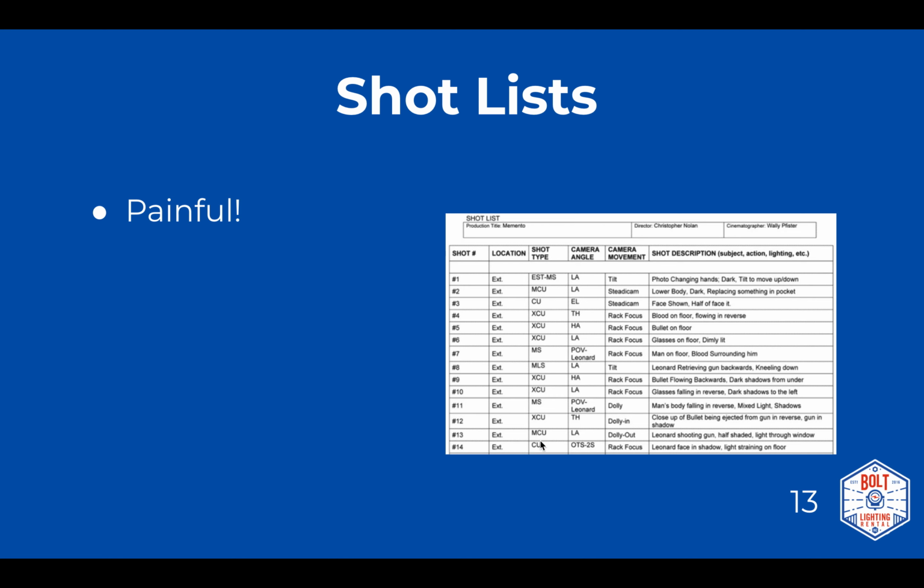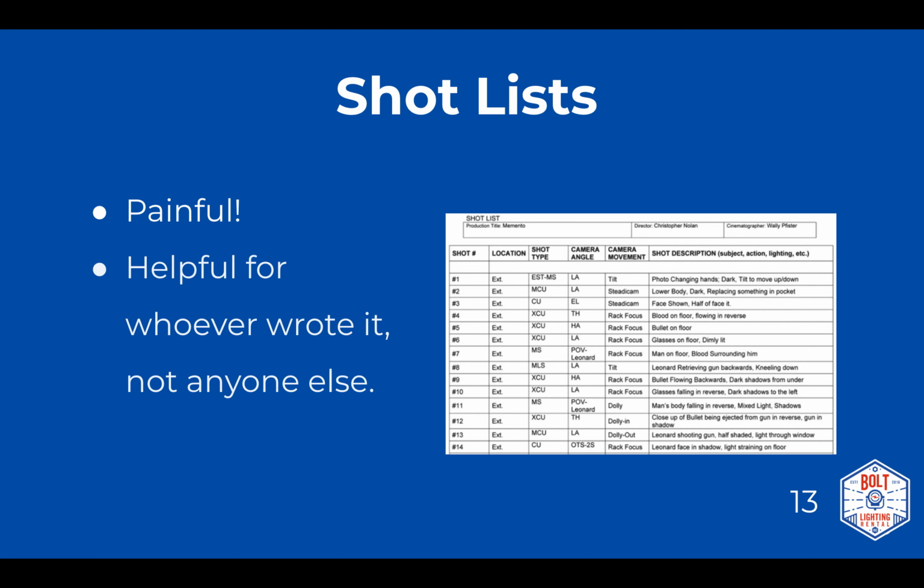But we dolly out. It's a medium close up of Leonard shooting the gun, but is this more of a profile shot? Is it straight on? What do we see in the shot exactly? It's a little difficult to know.